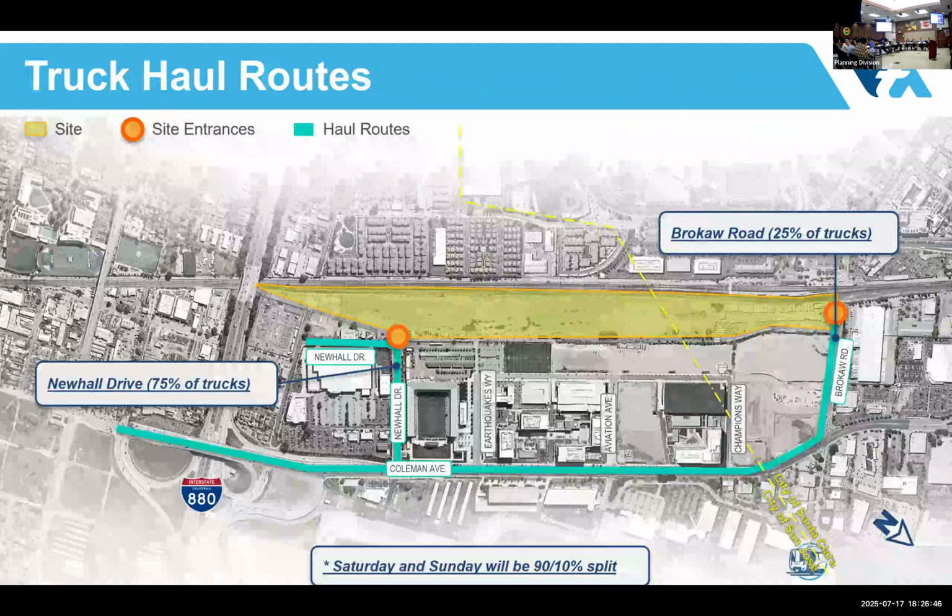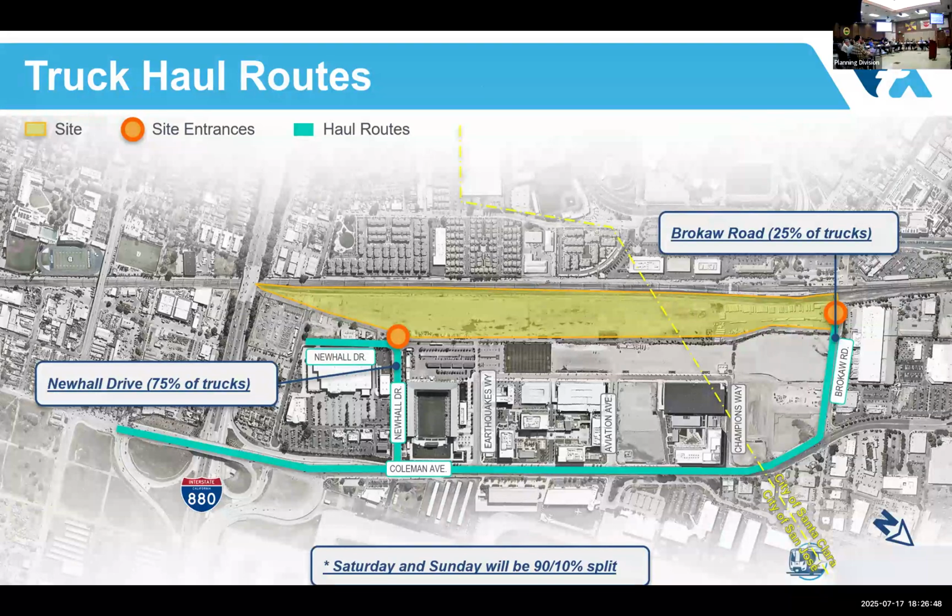Most of our trucking activity, it's a question we often get, so we like to talk about it, is leaving the site from Newhall Drive. So about 75% of the activity is leaving out of Newhall, and about 25% of the activity is leaving out of Brokaw. And that's because we have more residents that live in the new Gateway Crossings development there off Coleman. And then we also have the Costco Center, which of course is a huge regional draw, right? So most of the trucking activity has been moved to the other side of the site.